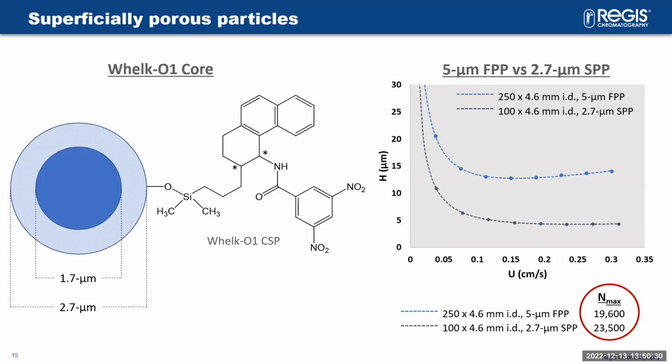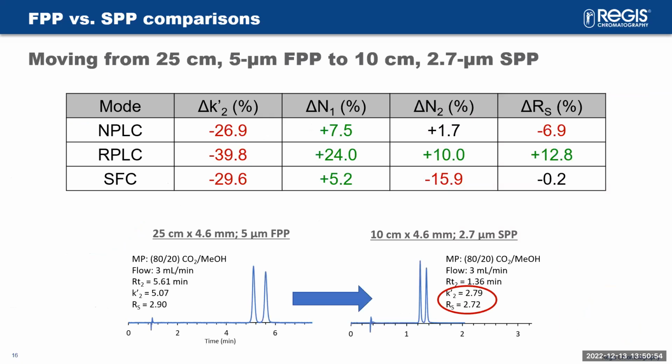So we compared results for a 25 centimeter long column packed with 5 micron fully porous particles, and also a 10 centimeter column that's packed with 2.7 micron superficially porous particles. The interesting thing about this comparison, it might seem odd just based on those dimensions that I listed, but these two columns give us approximately the same overall plate counts, which is why we decided to compare these two columns. So here is just a summary of the percent change of some of those metrics, including retention, efficiency, and resolution values for over 30 separations that we performed in normal phase, reverse phase, and SFC modes of chromatography.